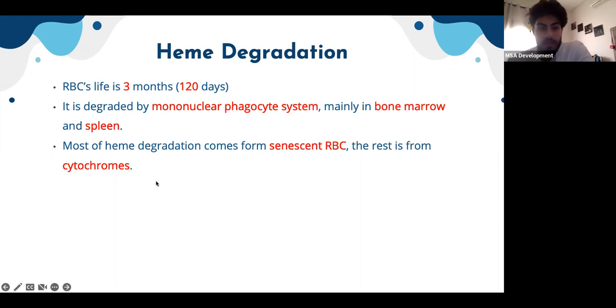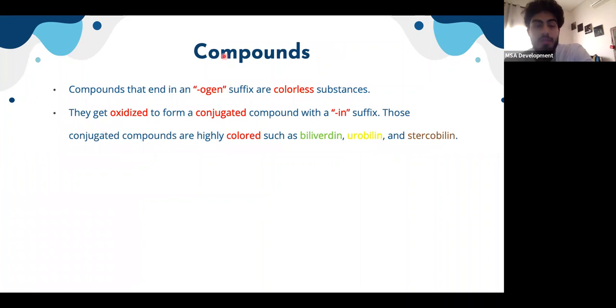Again, as we said, most of the heme degradation that we have in our body is from red blood cells. The rest is from cytochromes. But for this exam, what's important to know is that we get heme degradation, or the bilirubin, mainly from RBCs. And where does it happen? It happens in the phagocyte system, or macrophages, in other words, in the bone marrow and the spleen. Okay. All right.